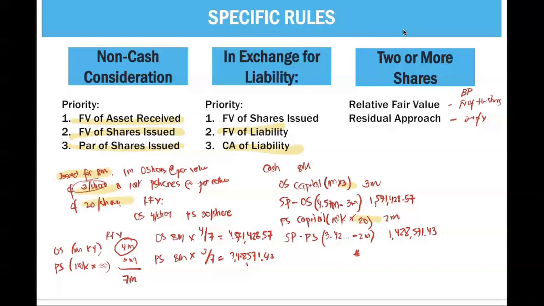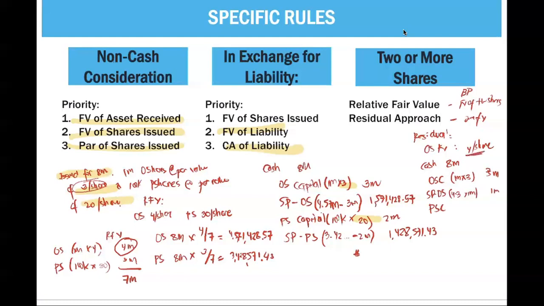How about your residual approach? So let's say residual approach, we only have OS fair value at 4 per share. So we can now record cash at 8 million, OS capital at par, 1 million times 3, 3 million. But since we allocate 4 pesos per share, so 4 less 3 times 1 million, we have 1 million share premium OS. How about your preference share capital?